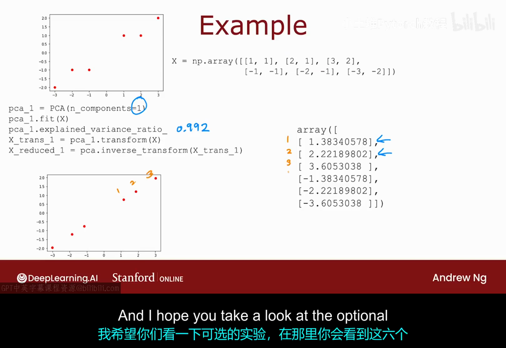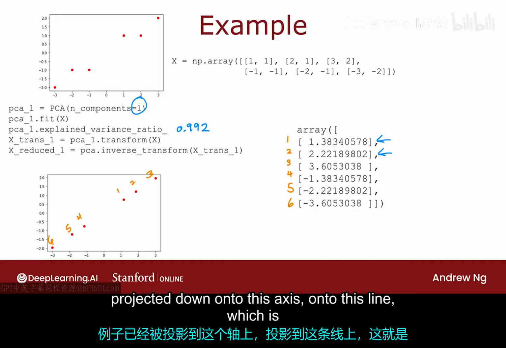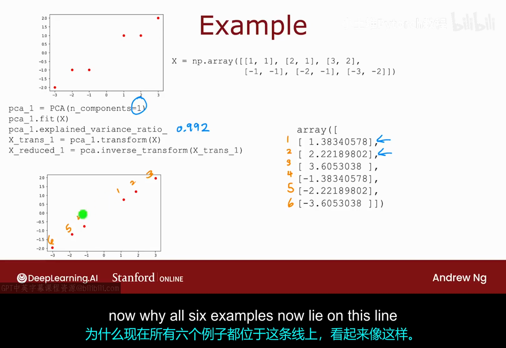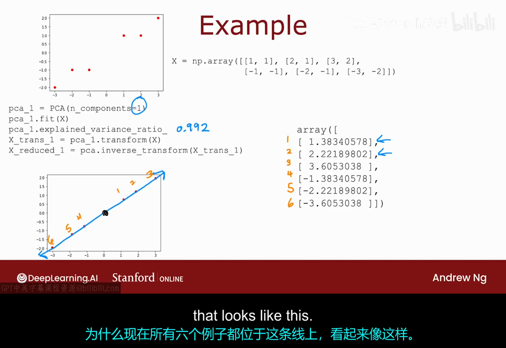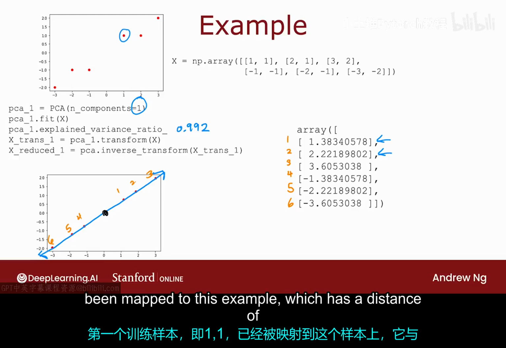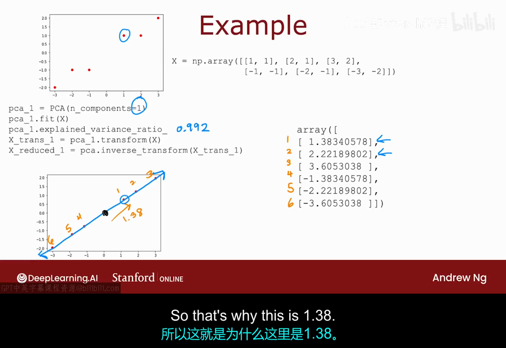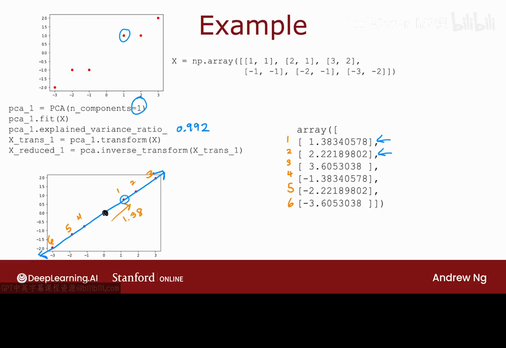And I hope you take a look at the optional lab, where you see that these 6 examples have been projected down onto this axis, onto this line, which is now why all 6 examples now lie on this line that looks like this. And the first training example, which was 1, 1, has been mapped to this example, which has a distance of 1.38 from the origin. So that's why this says 1.38.